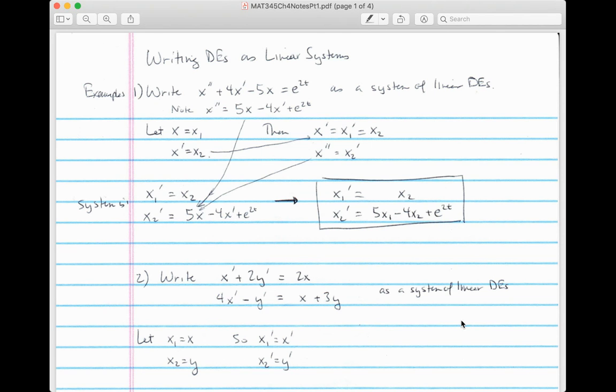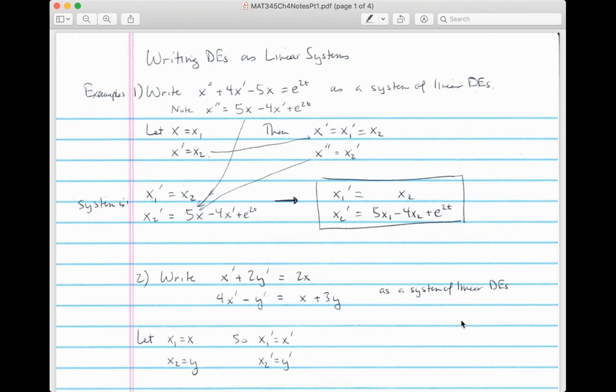Anyway, I wanted to touch on a few topics from sections 4.1 and 4.2 of our DE textbook. The first one is how we take a differential equation, or two or more differential equations, and write them as a system of linear differential equations. I'm asking you to read in the text to make sure you understand what we mean when we say system of linear differential equations.